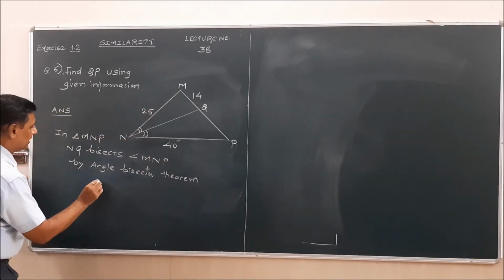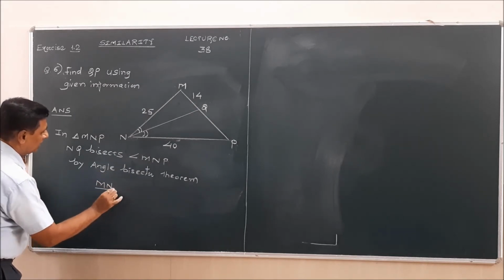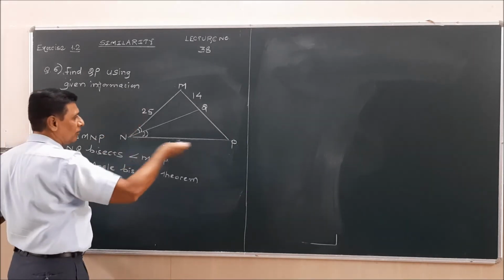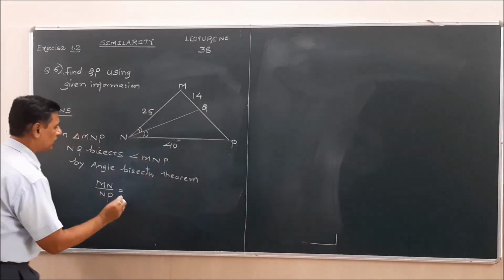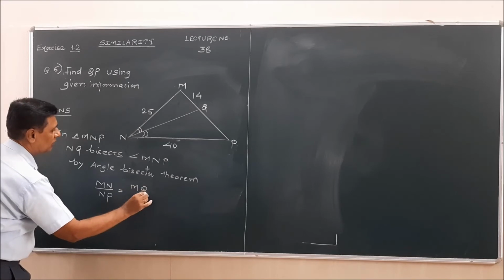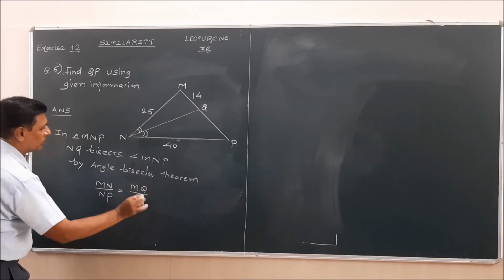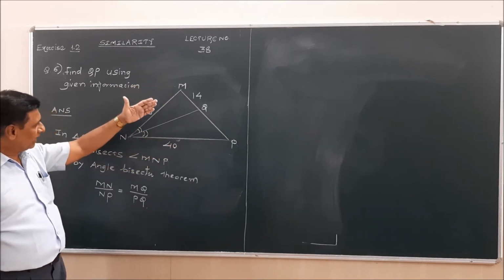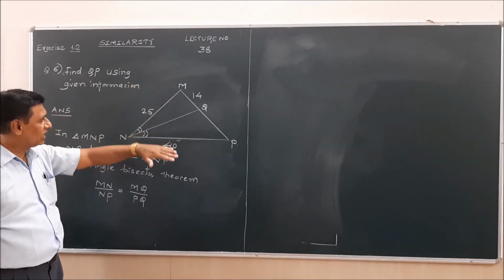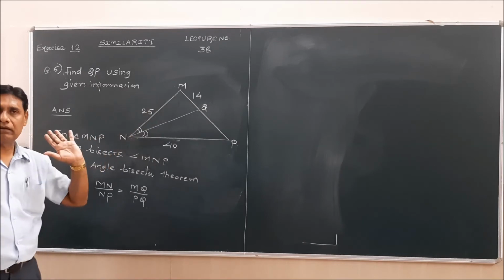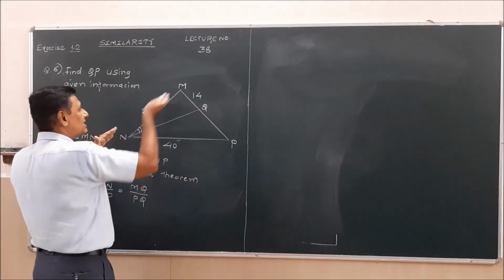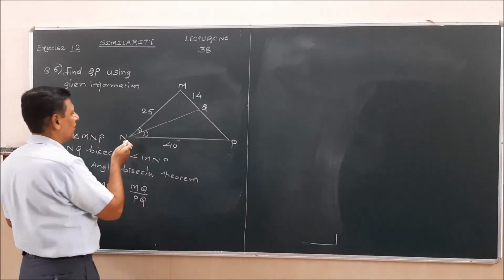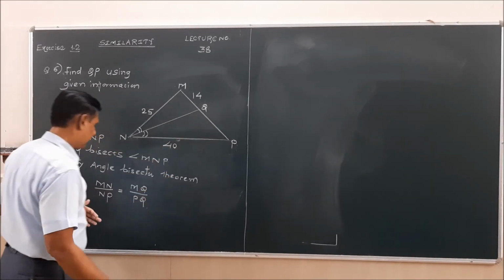MN upon NP is equal to MQ upon PQ. I apply the angle bisector theorem over here: MN upon NP, the ratio of the sides of the angle. Corresponding parts: in front of MN, this side, NQ; in front of NP, PQ. Fine.